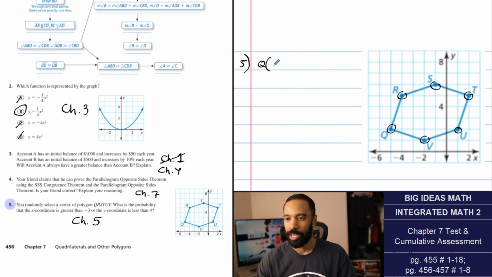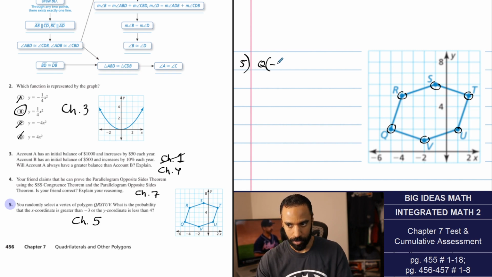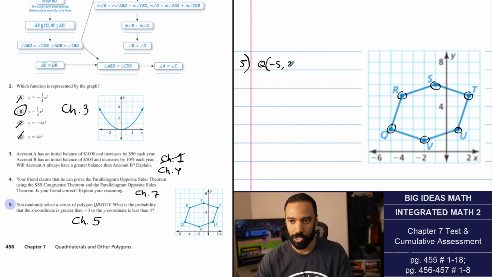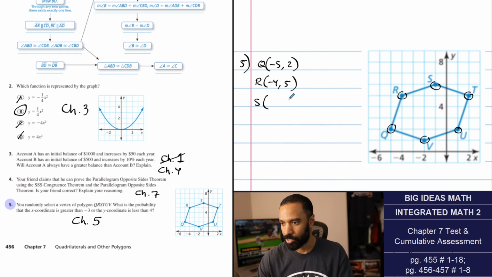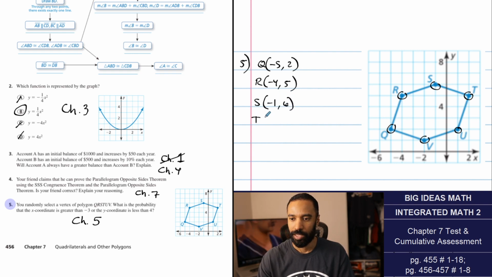So Q is at -5, -2. R is at -4, 5. S is at -1, 6. T is at 2, 5.